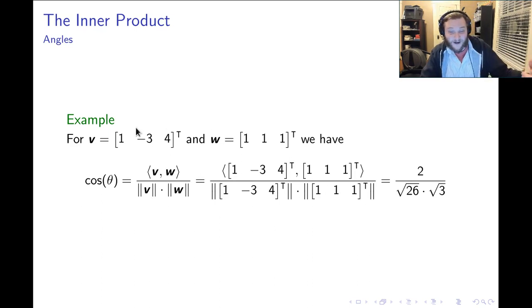If we're taking an inner product of any vector with a vector full of 1s, all we're really doing is adding those coordinates. So 1 plus -3 plus 4 happens to equal 2. And then what are the lengths of these vectors? Well, 1 plus 9 plus 16 is 26, so we have root 26 for the length of v. And 1 plus 1 plus 1 is 3, so we have the square root of 3 as our second factor in the denominator. So however these vectors look in 3 space, the cosine of the angle between them is equal to 2 divided by root 26 times root 3.